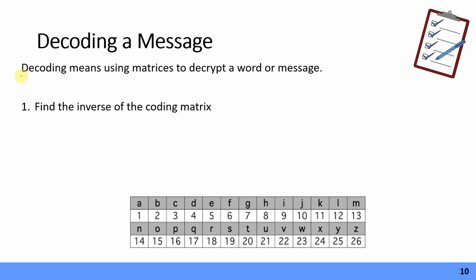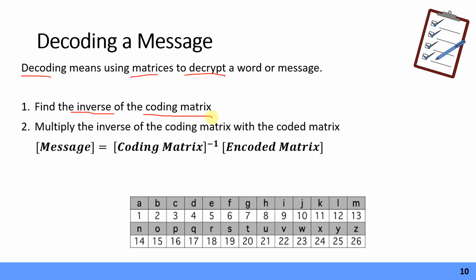In case you didn't know, decoding means that you're going to use matrices to decrypt. Decrypt means to find the word or the message. So step number 1, and this is the reason why we started this video with inverses: the first thing you have to do is find the inverse of the coding matrix. The coding matrix is going to be provided to you. You're going to have to find the inverse first. Once you find the inverse, then you just use the formula.